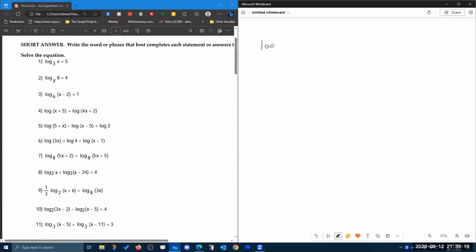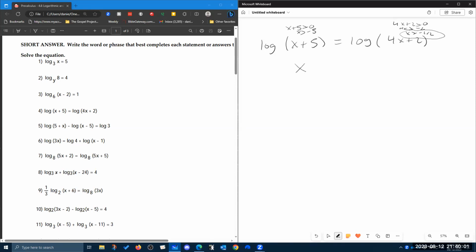Moving on, if log base 10 of x plus 5 equals log base 10 of 4x plus 2, let me check my domain before I keep going here. x plus 5 needs to be greater than 0, so x needs to be greater than -5. 4x plus 2 needs to be greater than 0, so 4x needs to be greater than -2, and x needs to be greater than -1/2. -1/2 is bigger than -5, so we're going to stick with this for the domain.